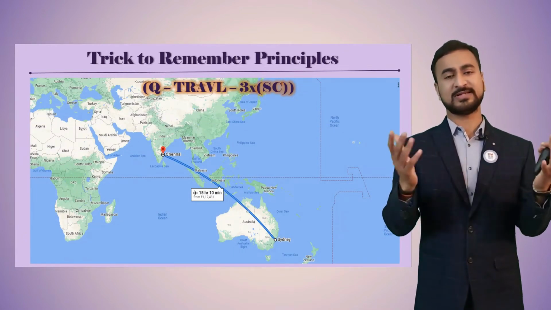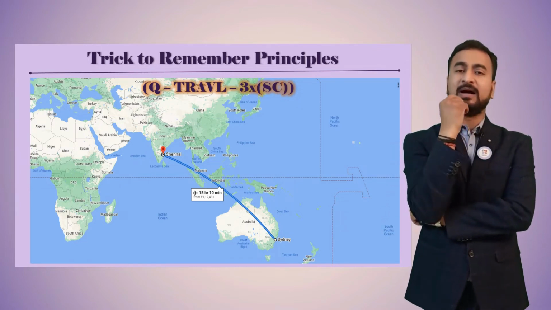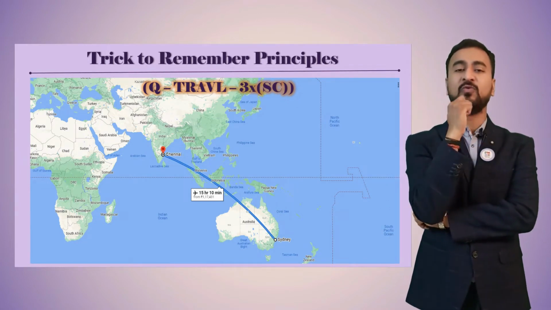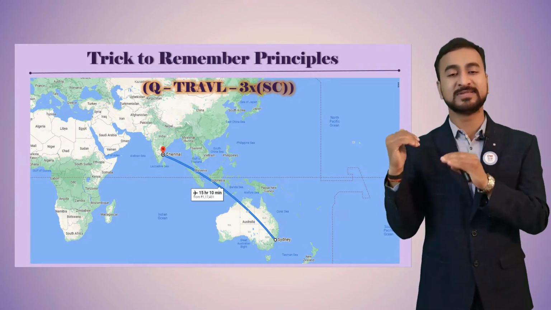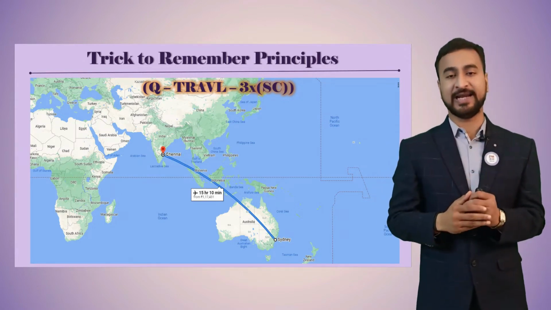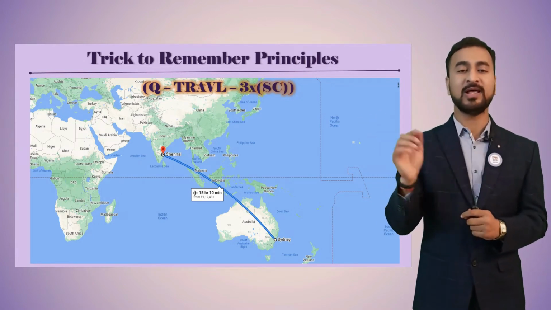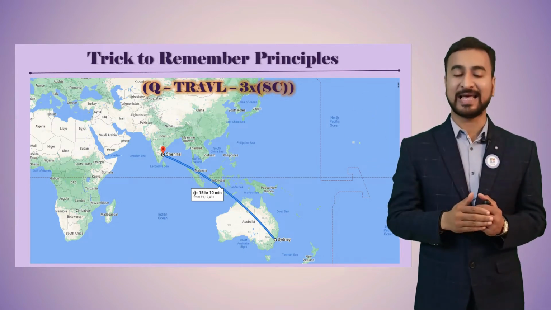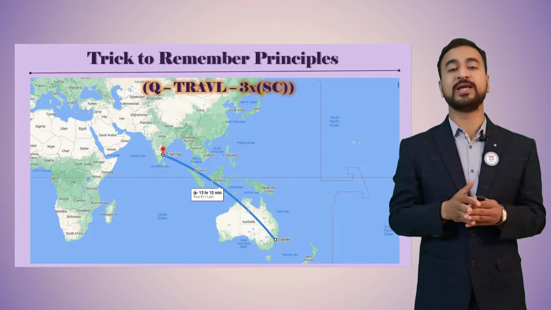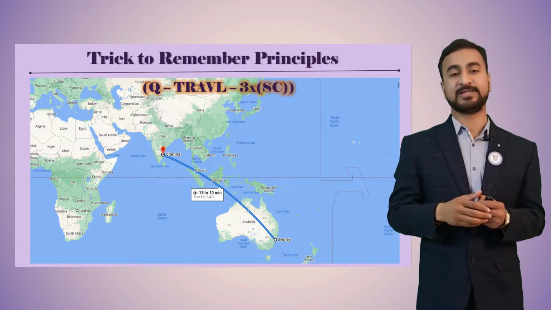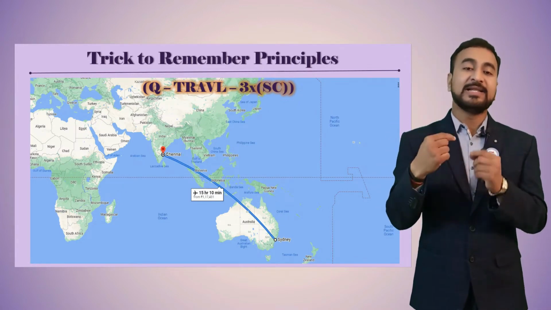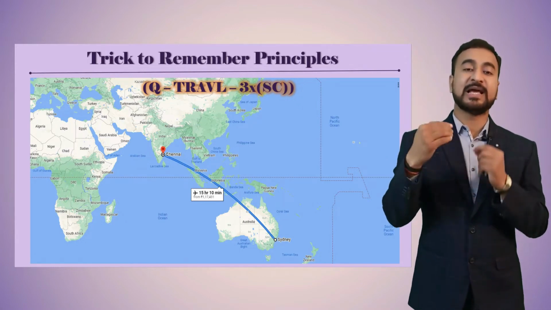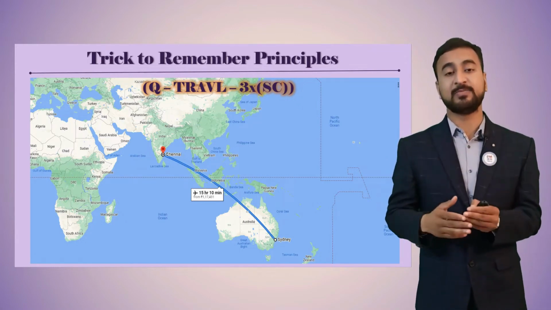The story is very simple. It's the story of Mr. Q, who wants to travel from Sydney to Chennai. So this is the formula reflected over here: Q travel, that's 3 cross SC. This is an acronym of all 12 principles. Now I will tell you the story, and simultaneously I will explain all these 12 principles.